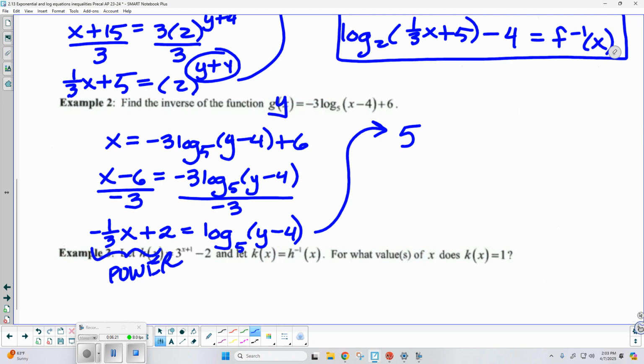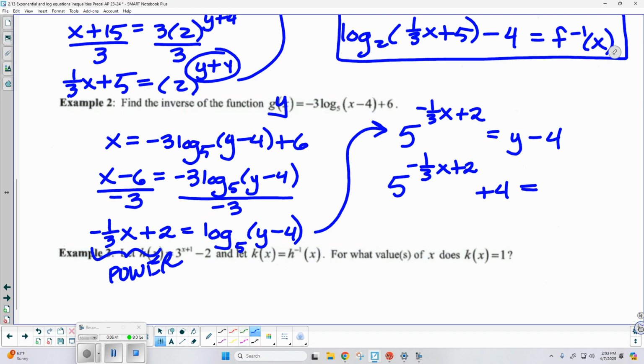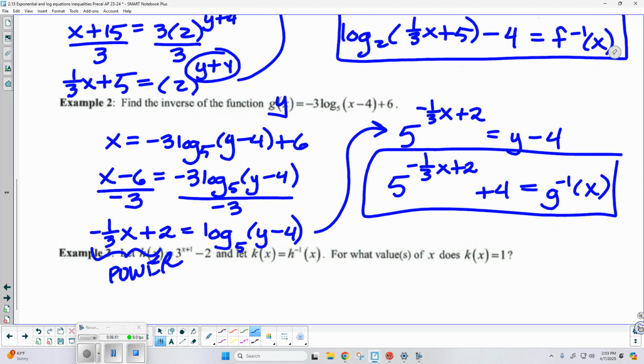Okay. So I have to raise this to the negative 1/3 x plus 2. Well, what am I going to set that equal to? Y minus 4. Here we go. It's the only thing left. And then all we got to do is add the 4 over. So 5 to the negative 1/3 x plus 2 plus 4 is equal to, now, instead of writing y and then erasing it, I'm just going to go ahead and put in the notation. So g inverse of x. There we go. Just like that. Easy, right? Does anybody have any questions?